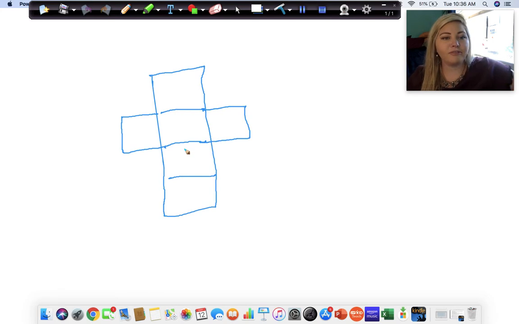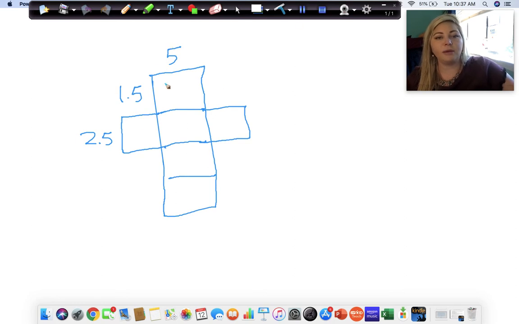Just a personal preference. And then we had 2 1/2, which is the same as 2.5, 1/2, which is the same as 1.5, and then we have 5. So when you are finding the area of each individual square, you are multiplying the base times the height. So for this top square, it'll be 5 times 1.5.